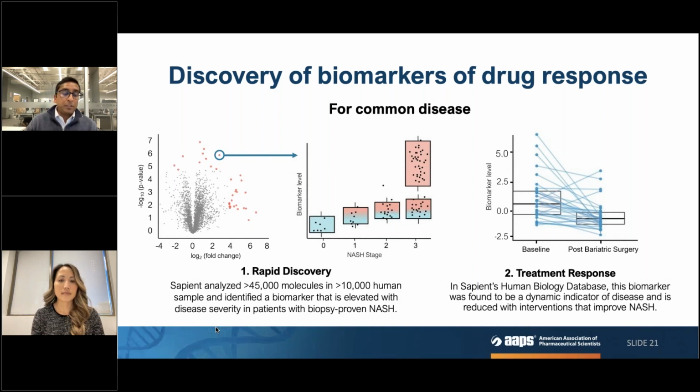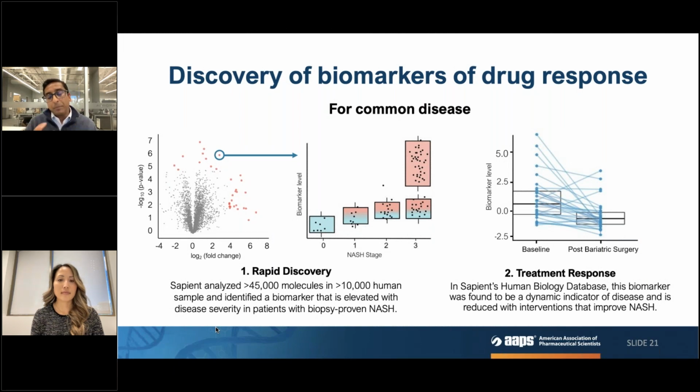And as shown here on this image on the left, in fact, we can identify singular biomarkers that denote people with certain disease states, in this case, a common disease of NASH. We can validate these in independent studies showing with increased stage of NASH, the median level of this marker increases.